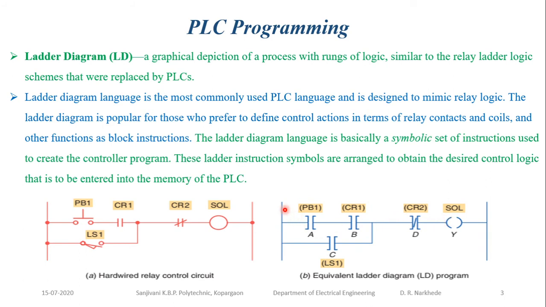So what are you going to do? In a PLC, these vertical lines are called the power rails and the horizontal lines are called rungs. Is it clear? Vertical lines are power rails and horizontal lines are rungs. This is my positive vertical line and this is my negative vertical line. Each rung must be connected from positive to negative, then only the system will work.